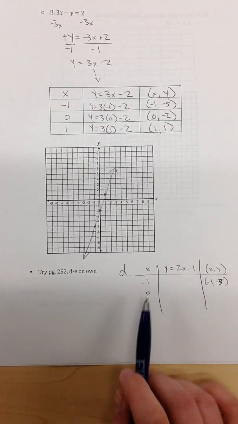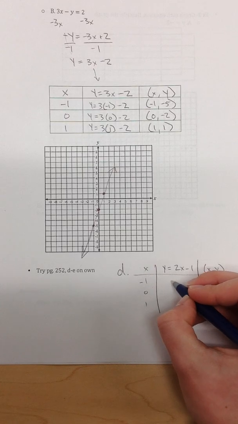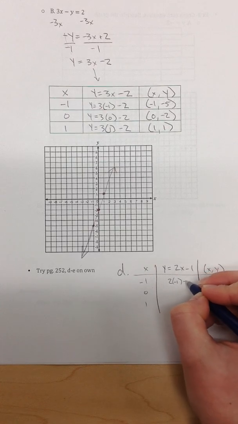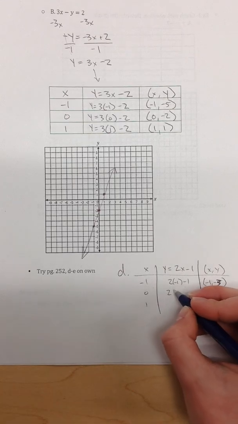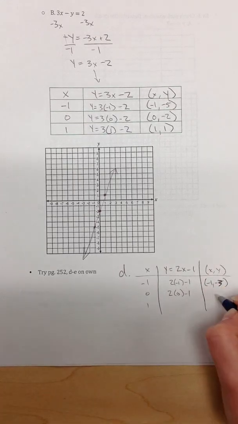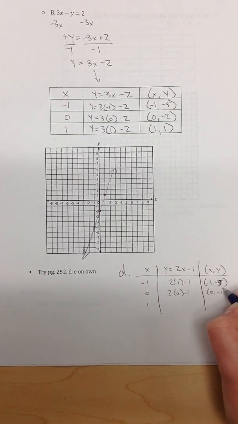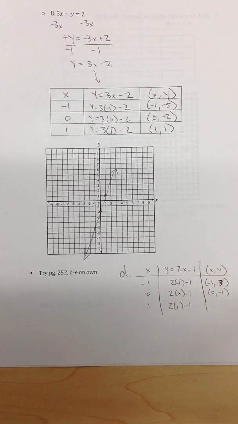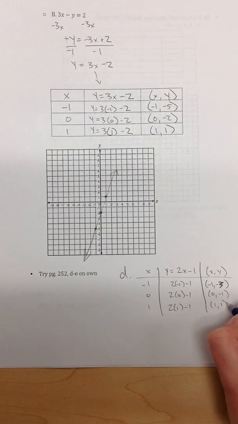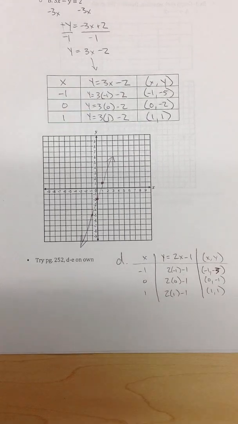I should just do them out. So this would be 2 times negative 1 minus 1, so negative 2, so negative 3. This one would be 2 times 0 minus 1, so that would be 0, negative 1. And then 2 times 1 minus 1, 2 minus 1 would be 1, so 1, 1 for that one. So then you would just graph those guys out.